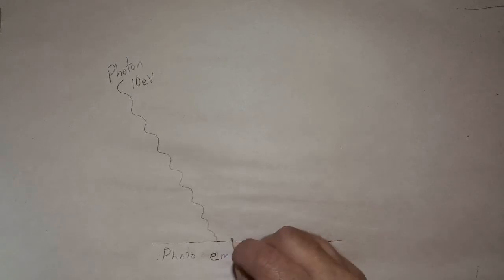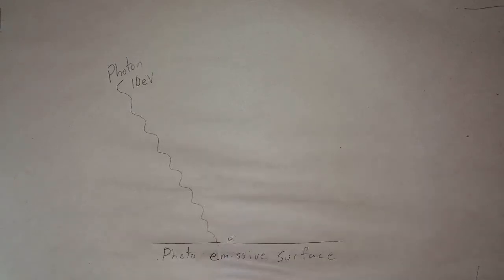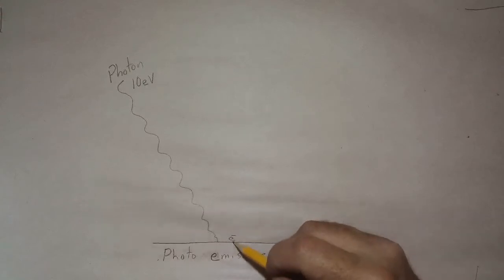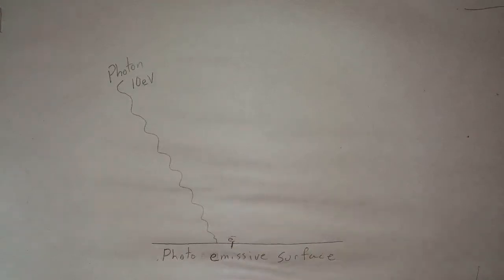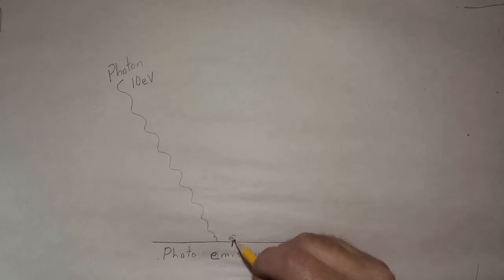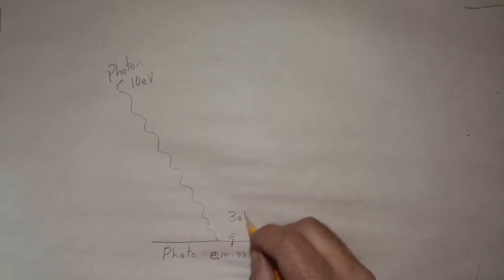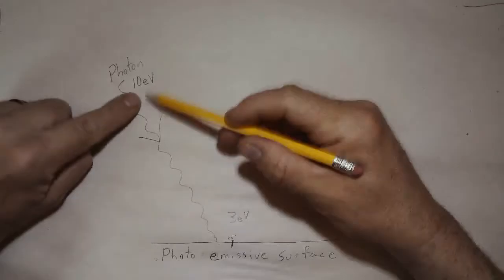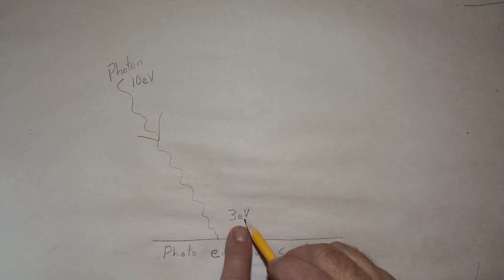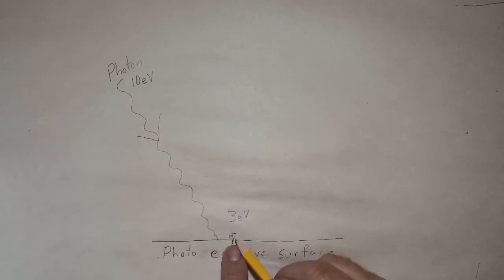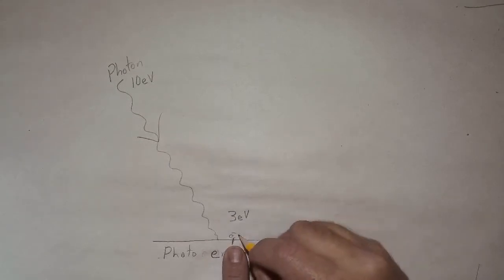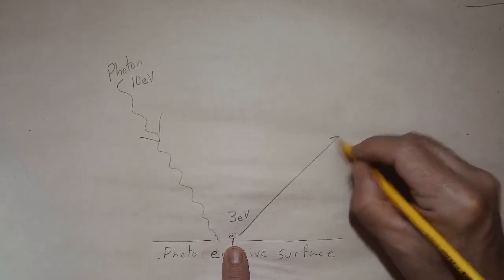Now, what's going to be emitted here? Well, there are electrons on this surface. They are bound to the surface with a certain amount of energy. We'll use electron volts to describe that energy. So consider an electron that is bound to this surface with 3 EVs worth of energy. If I have an incoming photon with 10 EVs of energy, it's going to need 3 electron volts of that just to break the bond. Then the electron will go flying off.